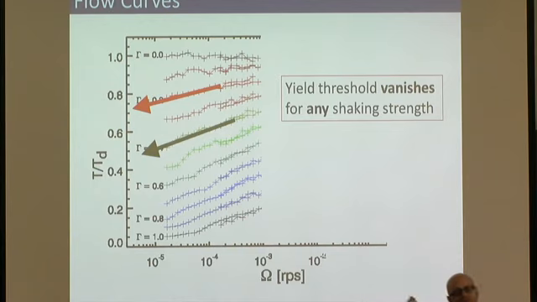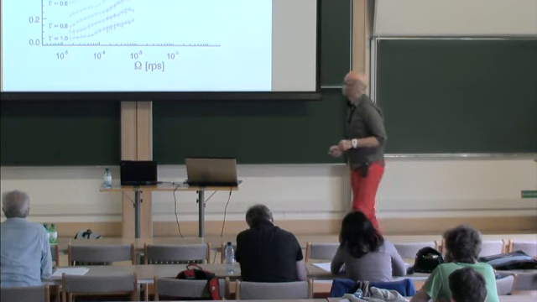So if you just shake the system a little bit, and you're willing to wait for a long time, any amount of stress will make your material flow. So you get rid of the yield stress straight away, right? Any level of agitation of your system does that. So that's one important thing.